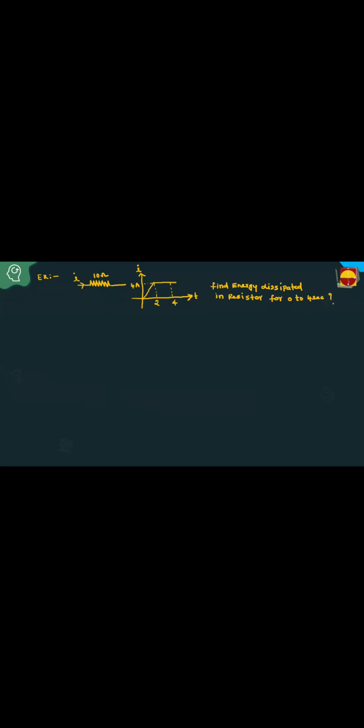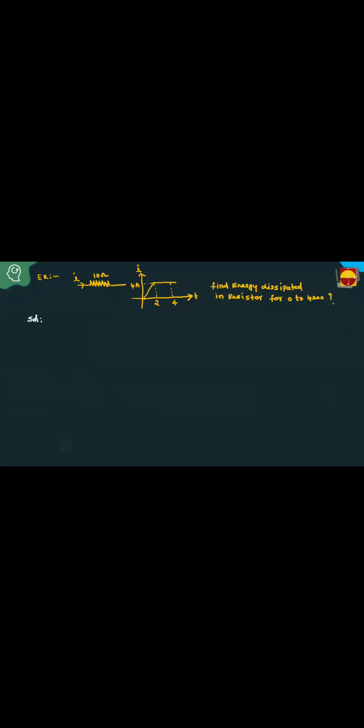Friends, here I have to give two methods. Method 1 is as per the concept. Method 2 is directly how to write. From an objective point of view, you have to follow method 2. Those preparing for ESE descriptive, from a descriptive point of view, you have to follow method 1. Then how to answer this one, friends? How to calculate the energy dissipated by the resistor for 0 to 4 seconds.